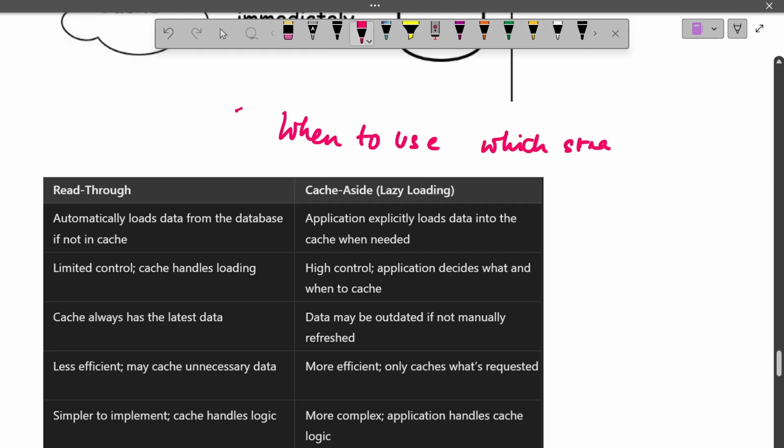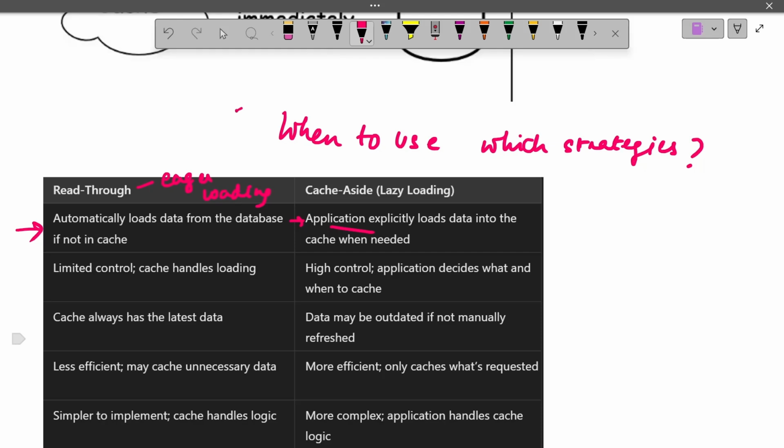So first we will compare the read strategies. First is read through versus cache aside. Remember, read through is also called eager loading. Now, in case of read through, as we know, the cache has the upper hand, and in case of cache aside, the cache is kept aside, so the application has the upper hand. So the application will load the data into the cache when needed. But in read through, cache and database are both in a consistent state. Here the cache handles the loading, and in cache aside the application decides when and what to cache. So in case of read through, the cache will always have the latest data. But in cache aside, the cache may not be consistent with the data that we have in DB.